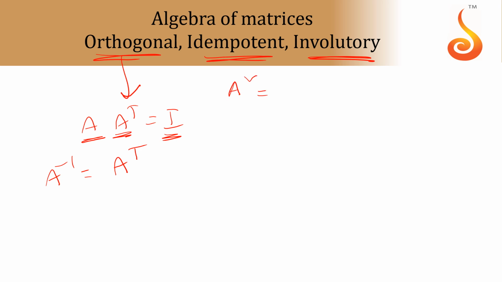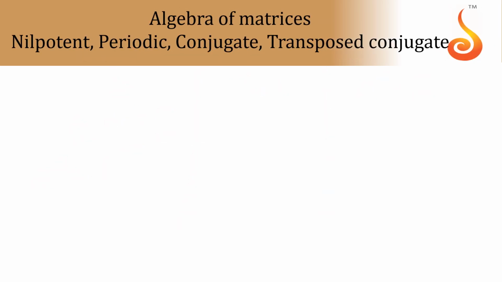Idempotent matrix means A square equals A. Involutory matrix means A square equals I. So it is self-inverse: A into A equals I, so A inverse equals A. Nilpotent: what do you mean by nilpotent? A power n, for some n, you will get null. Wherever you get null, after that also if you increase the powers, you will get null. So the least value of n is called the order or index of that nilpotent matrix.